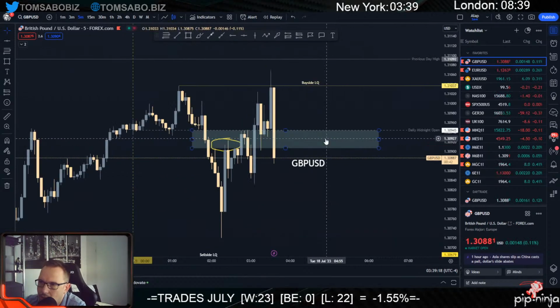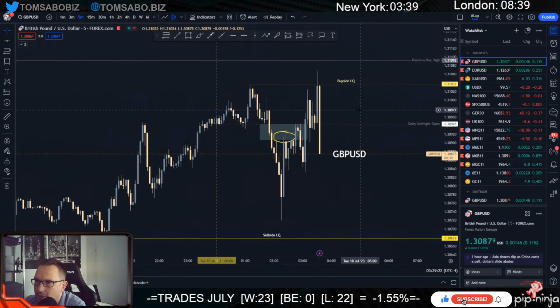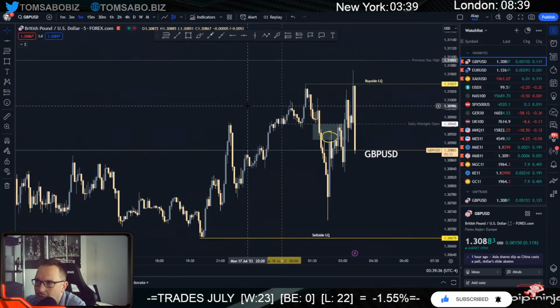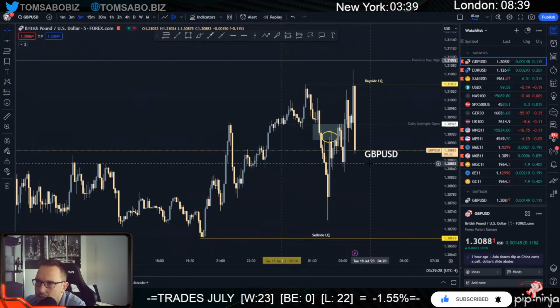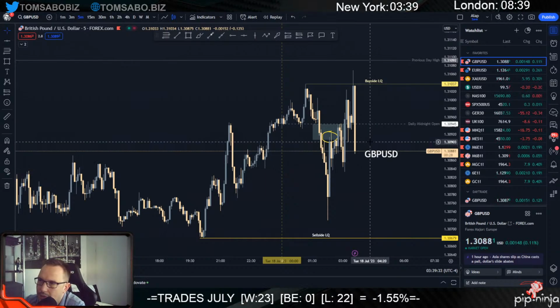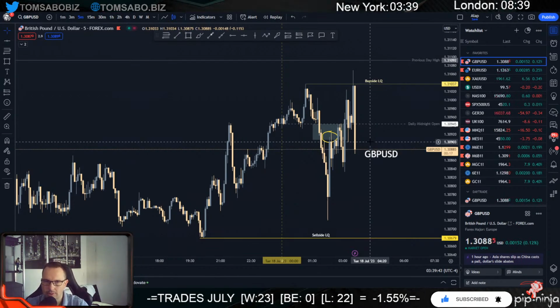Now look at pound. I'm just looking at pound. Now it's making a nice breakdown down there. I know it didn't take out yesterday high, but look at this. Now this break to the downside, I do love this break. It looks good. This one looks really good.